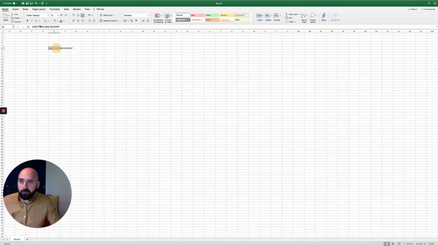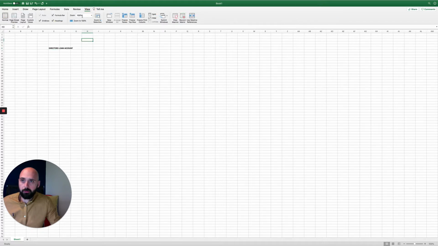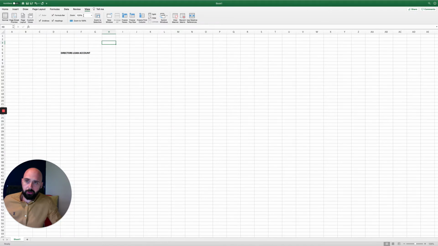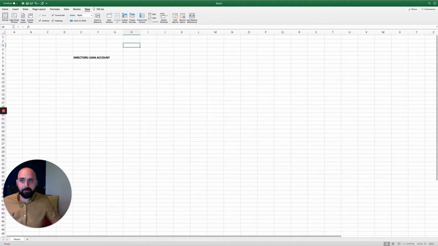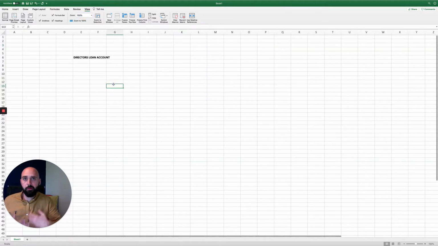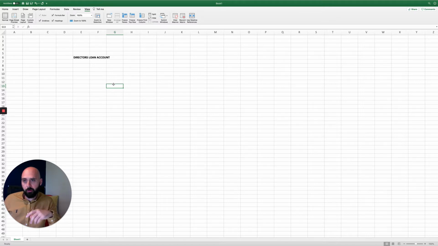So before I even start typing some content on the screen here, I'll quickly just cover the sort of things that we think about with a director's loan account. The sort of things that is relevant when we think of director's loan account is wages. So if you're the director and you pay yourself a salary, that can have an impact on your director's loan account, and I'll show you the detail exactly how it impacts it in a minute.